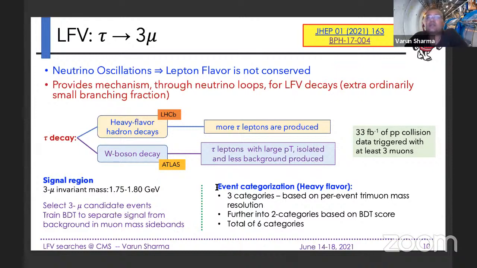To enhance the sensitivity, the different categories, the heavy flavor hadron decay and the W boson decay, are analyzed separately. In the heavy flavor, events are categorized based on the per-event three-muon mass resolution and on the BDT score. We have about 6 categories for heavy flavor because this is a statistically rich region, so we can afford to have more categories. While for the W boson decay, which is statistically limited, we just categorize the events into the barrel part of the detector and the endcap part of the detector.